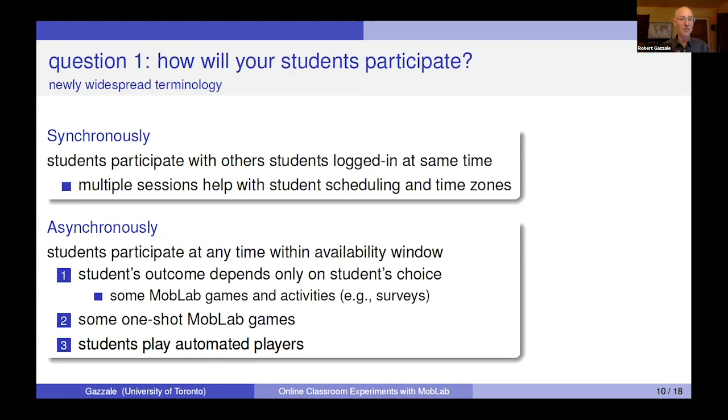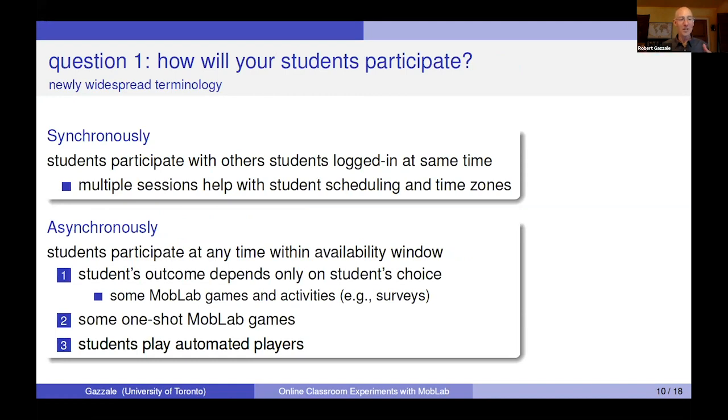big question. And the answer of this question is going to be dictated by your particular situation. And that is, how are your students going to participate? Are they going to participate synchronously or asynchronously?